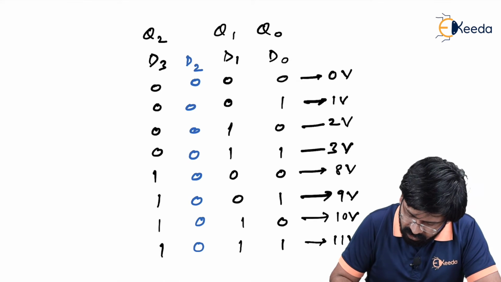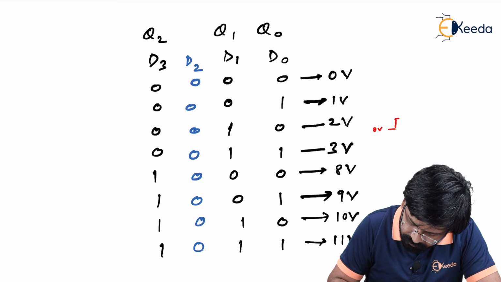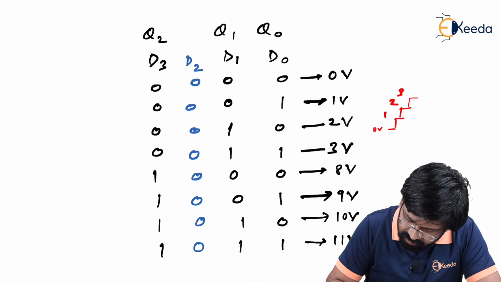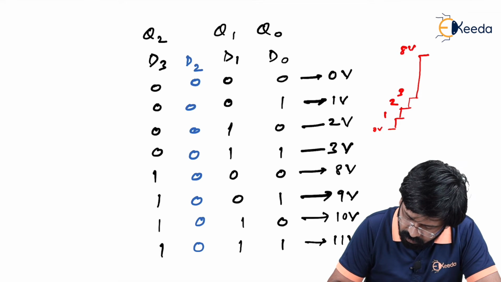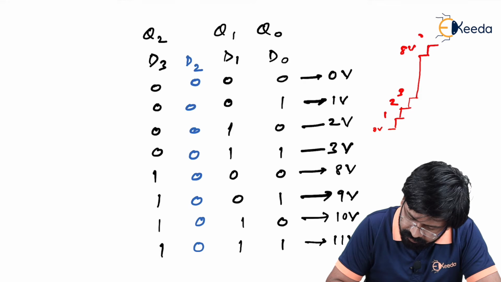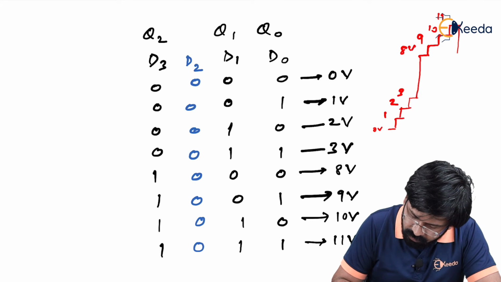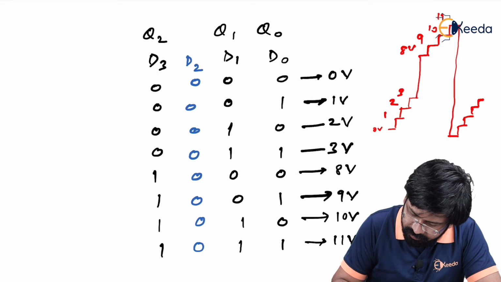So let's say I am starting with 0 volt. This is 0 volt. After 0 volt, you are getting 1 volt. After 1, you are getting 2. After 2, you are getting 3. But after 3, you are directly getting 8. So the magnitude is raised by such a high amplitude, it has directly gone to 8 volt. After 8, you are getting 9. After 9, you are getting 10. And after 10, you are getting 11. And if this cycle repeats, you will directly go back to 0. And after 0, this is going to repeat.